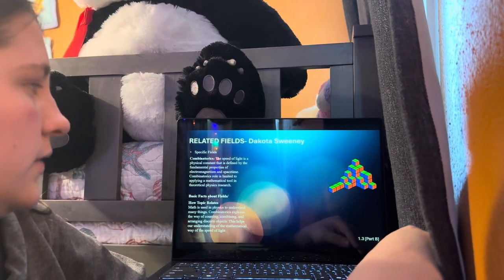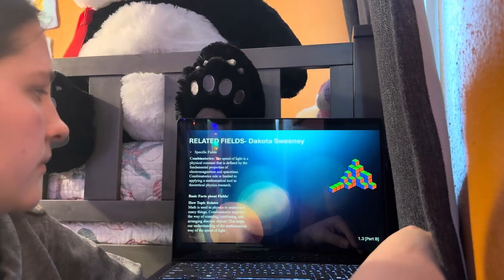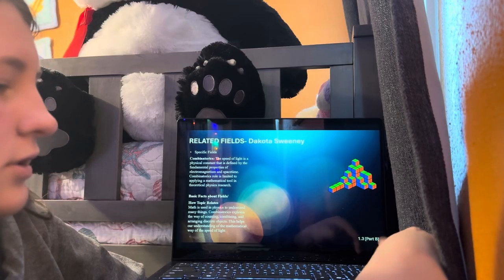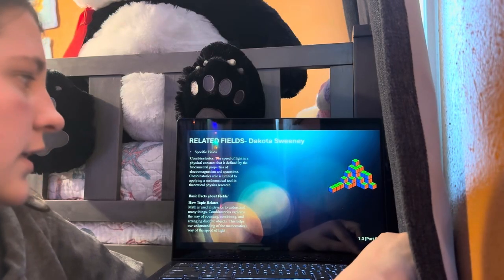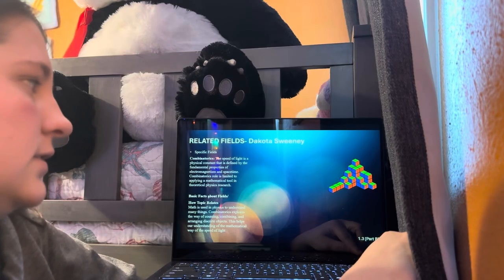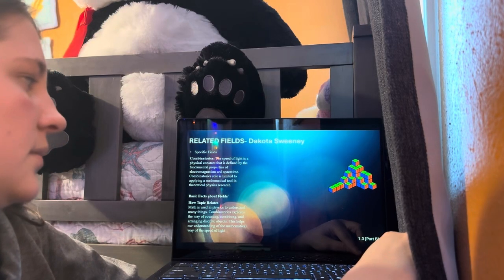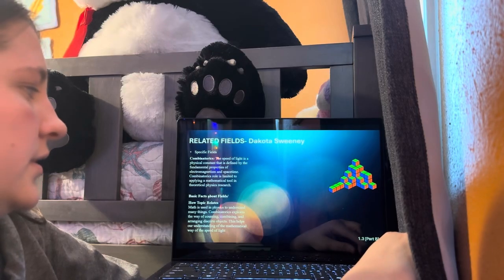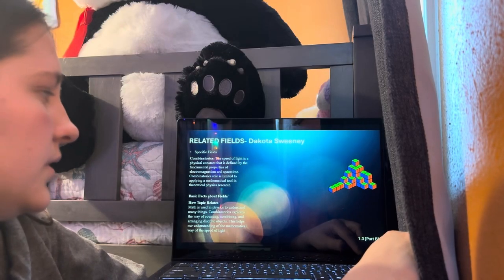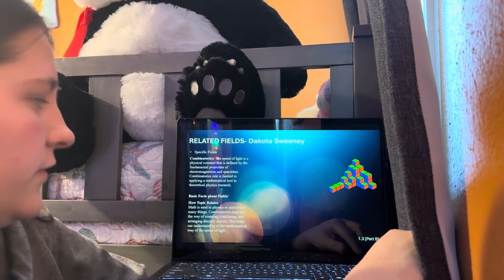And then related fields, I don't know how to say the field, but the speed of light is a physical constant that is defined by the fundamental properties of electromagnetism and space-time. Its role is limited to applying a mathematical tool in theoretical physics research.